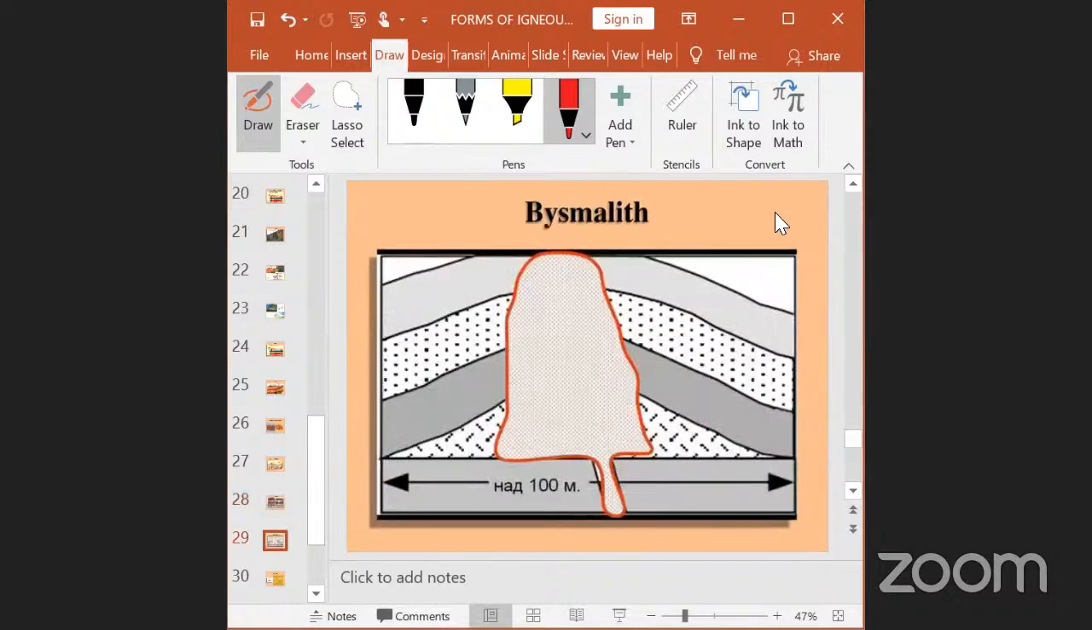And then next, bysmalith. Bysmalith means when the magma happens to be highly viscous, right? Highly viscous. So the lateral spread along the bedding plane will be very little, and the intruding magma acquires a somewhat cylindrical-shaped body. So that is called a bysmalith body, right?